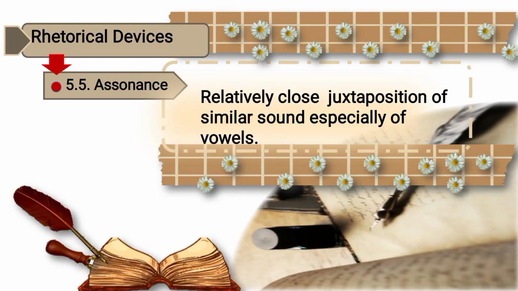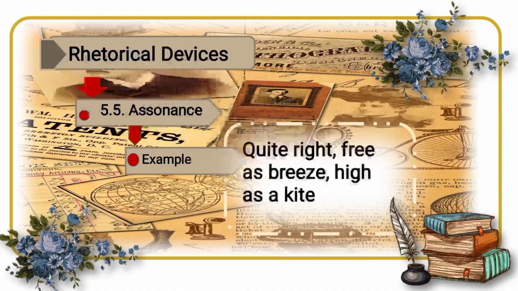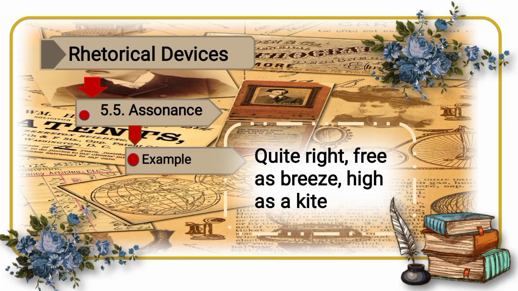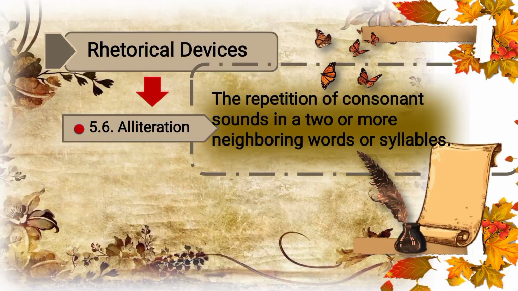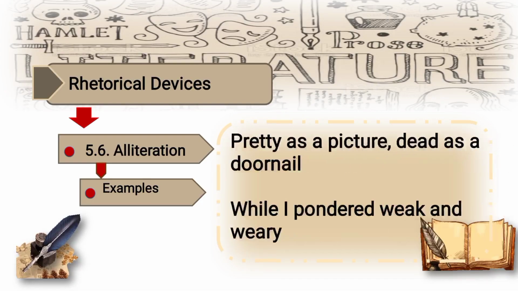Next is assonance. It is the relatively close juxtaposition of similar sounds, especially of vowels, also called vowel rhyme. Like for example, quite right, free as a breeze, high as a kite. Next is alliteration. It is the repetition of consonant sounds in two or more neighboring words or syllables. The initial consonant sounds are the same, thus the alternate name head rhyme. Like for example, pretty as a picture, dead as a doornail. Another example is, "while I pondered, weak and weary."